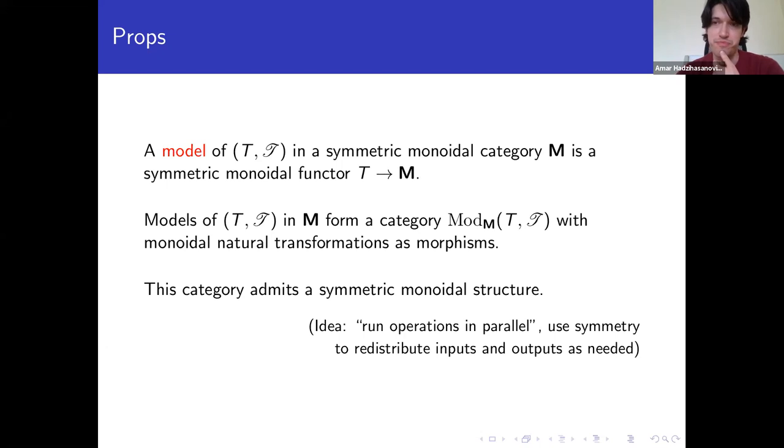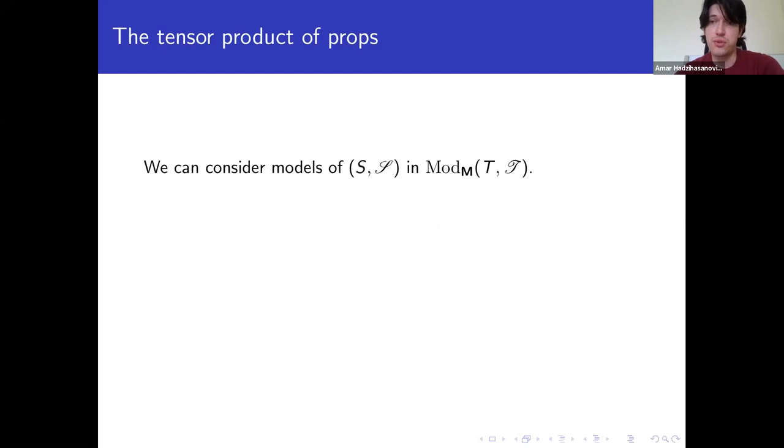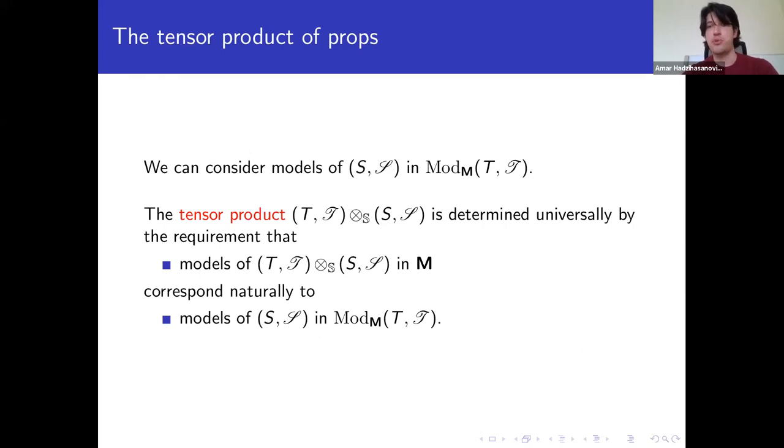So this intrinsically uses the fact that we have a symmetric monoidal structure on M. So that said, because we have a symmetric monoidal category of models, we can take another colored prop S and consider its models in this symmetric monoidal category. And then we have this monoidal structure on the category of props, which can be described universally by saying that the tensor product of two colored props is determined by the fact that we have a natural isomorphism between models of this tensor product of T and S in M and models of S in the category of models of T.